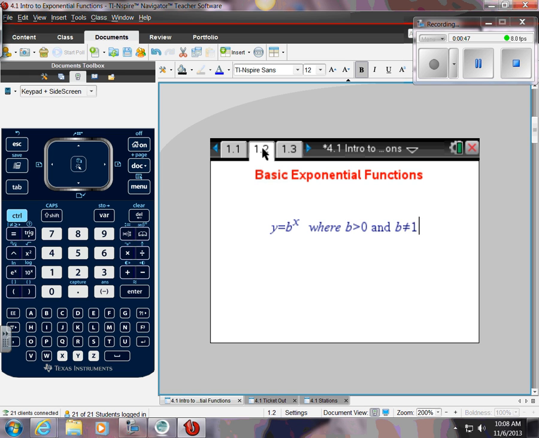All right, so your basic exponential functions are going to be of the form y equals b to the x. B being what we call our base. B stands for base, okay? And then x being your exponent.